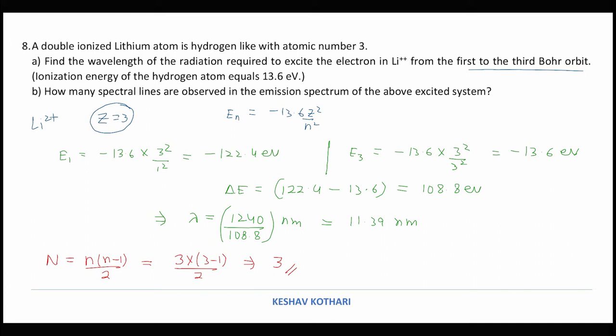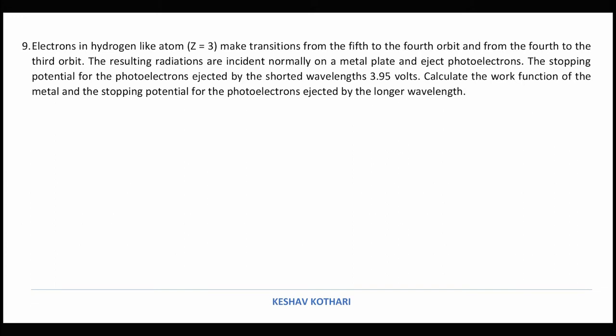Let us move to the next problem. Electrons in a hydrogen-like atom, Z is equal to 3, make transitions from the 5th to the 4th orbit and from the 4th to the 3rd orbit.